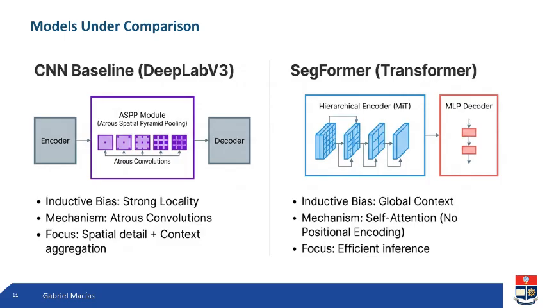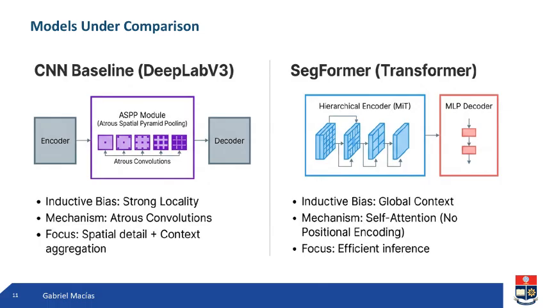Transformer-based models introduce a fundamentally different approach. Instead of relying on convolutional filters, transformers process images using self-attention mechanisms. Self-attention allows each image region to interact with all other regions, enabling global context modeling from early stages of processing. In semantic segmentation, this can help capture relationships between distant objects and improve understanding of scene structure.